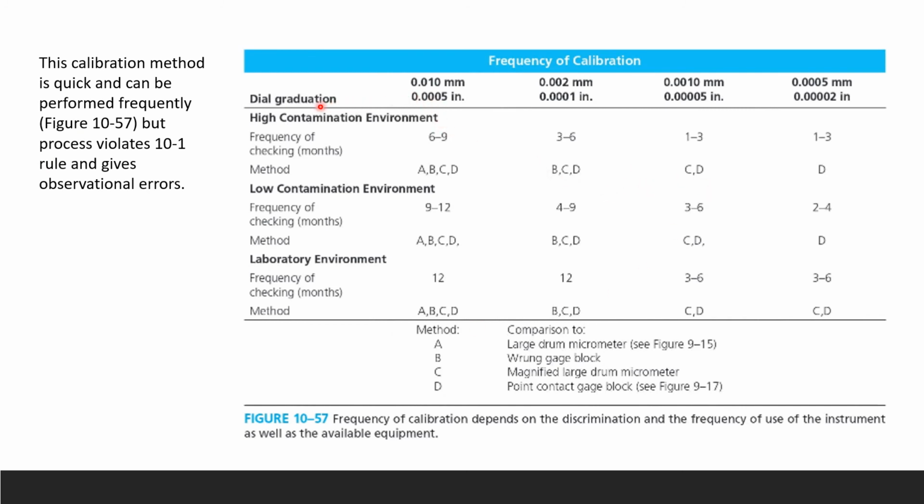Here, frequency of calibration, dial graduation, you have high, low, and then your laboratory environment. There are several methods and comparisons: a large strand micrometer and a gauge block, a magnified large strand micrometer, and the point contact gauge block. Then you're going 6 to 9 times, 3 to 6 times of checking, 1 to 3 times of checking, 1 to 3 times of checking, and that unit is again months. So the time can be days, weeks, months, or even years. 9 to 12, 4 to 9, 3 to 6, and 2 to 4 times. Again, your unit is months. So 12 months, 3 to 6 months, and 3 to 6 months for these methods.